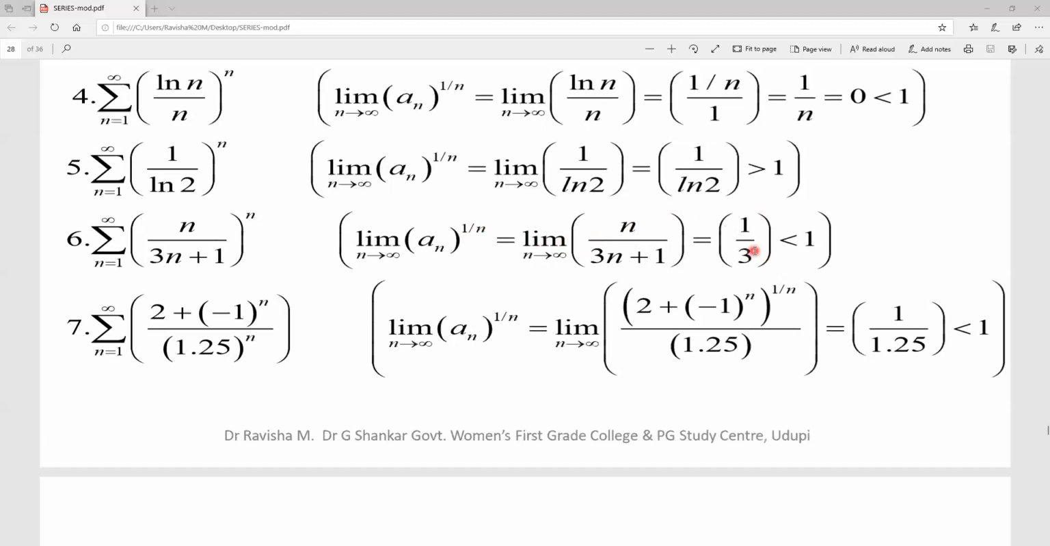When you apply the limit as n tends to infinity, the limit is 1 by 3. 1 by 3 is less than 1. Therefore, the series is convergent by the root test.